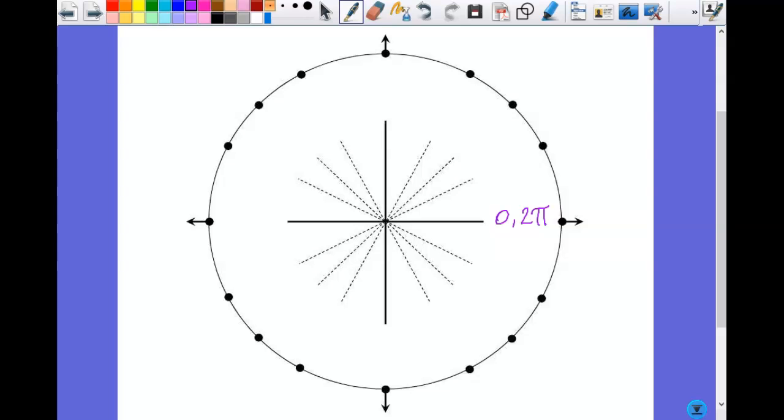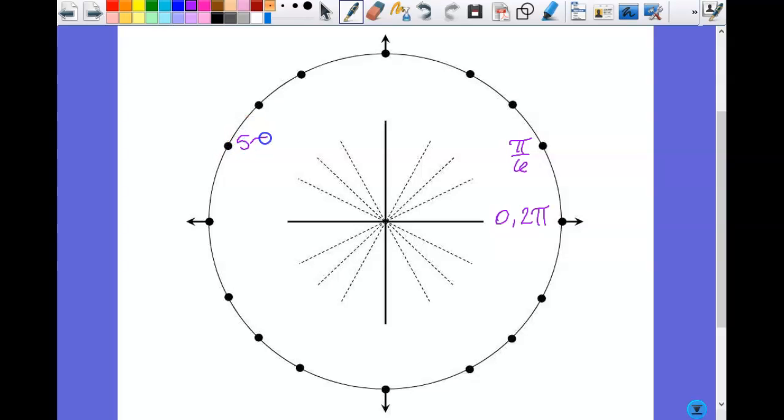In degrees, what is this angle? 30. In radians, what is it? Pi over 6. Okay. So that's our first quadrant pi 6 angle, right? We have them in the other quadrants as well. All of the pi 6 angles are closest to the x-axis. So this is my second quadrant pi 6 angle. What is it?